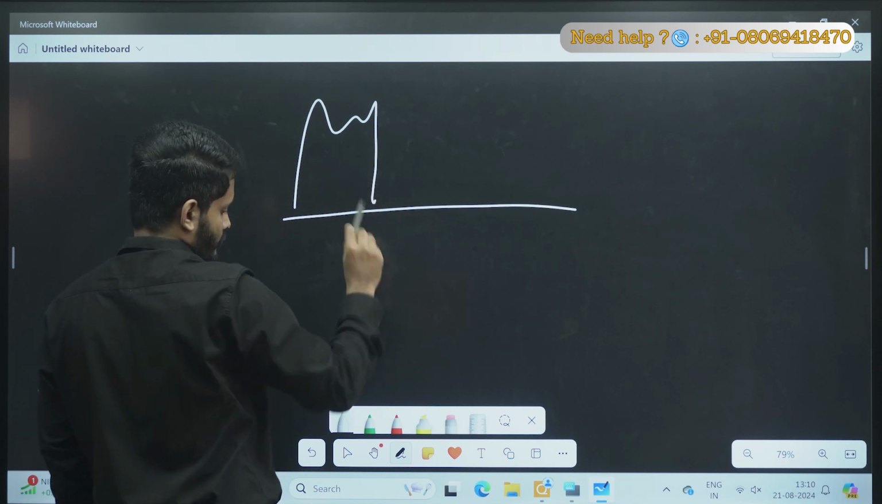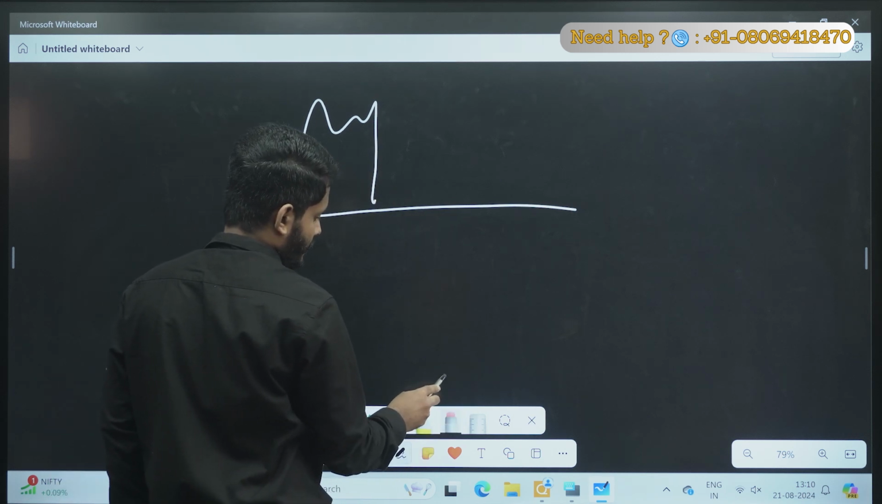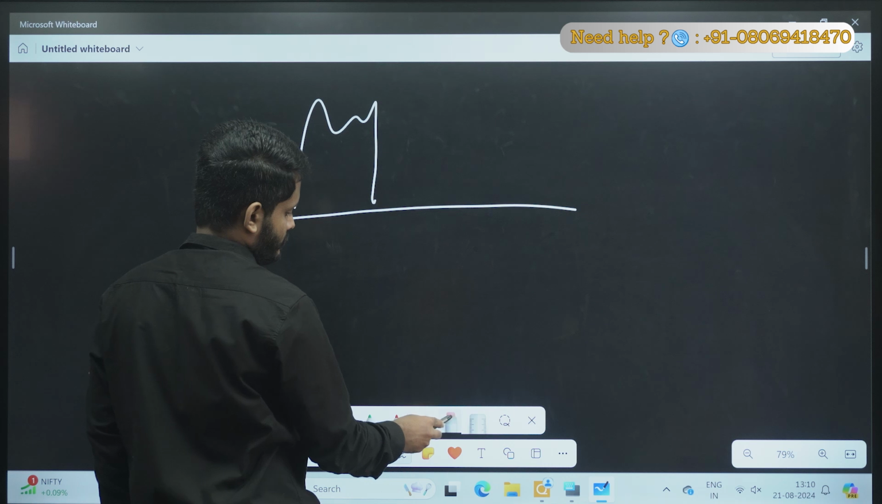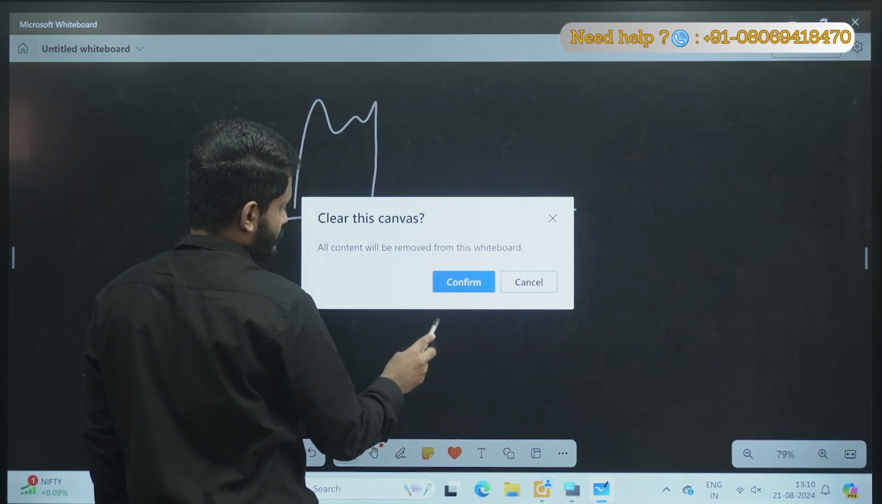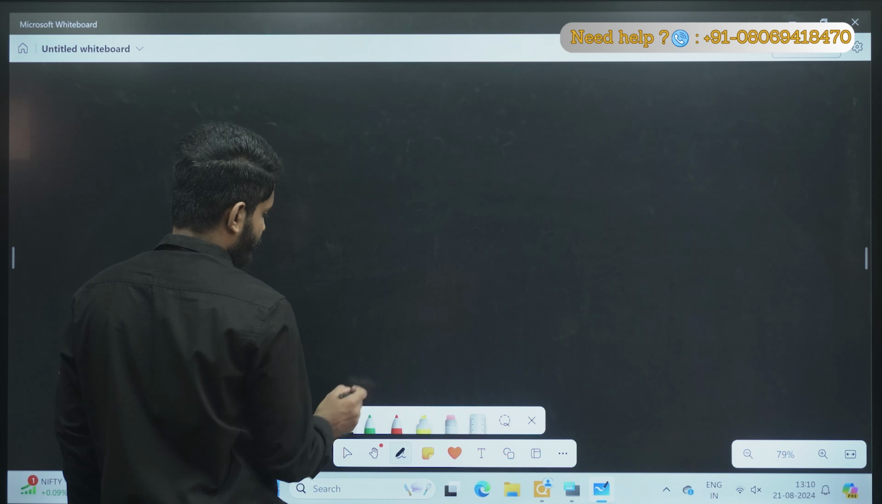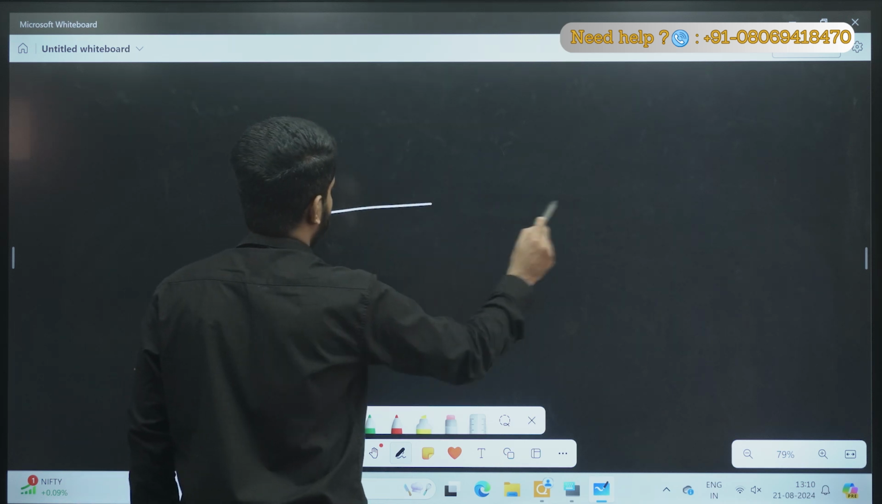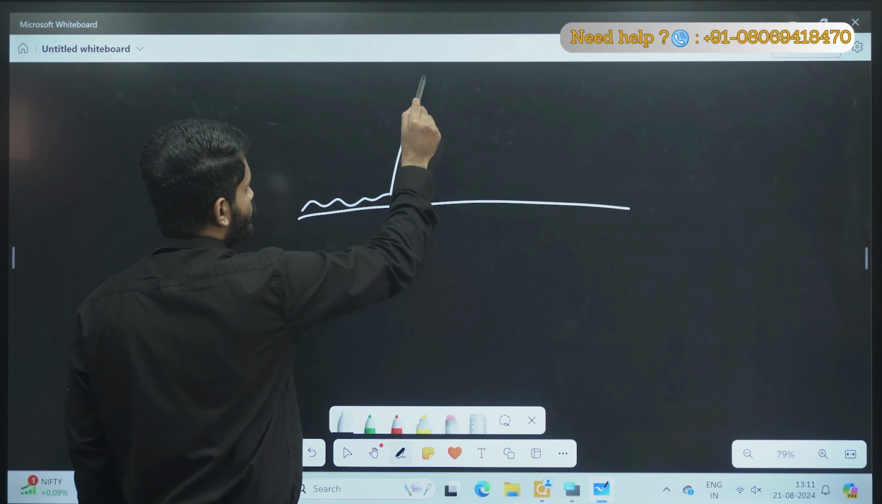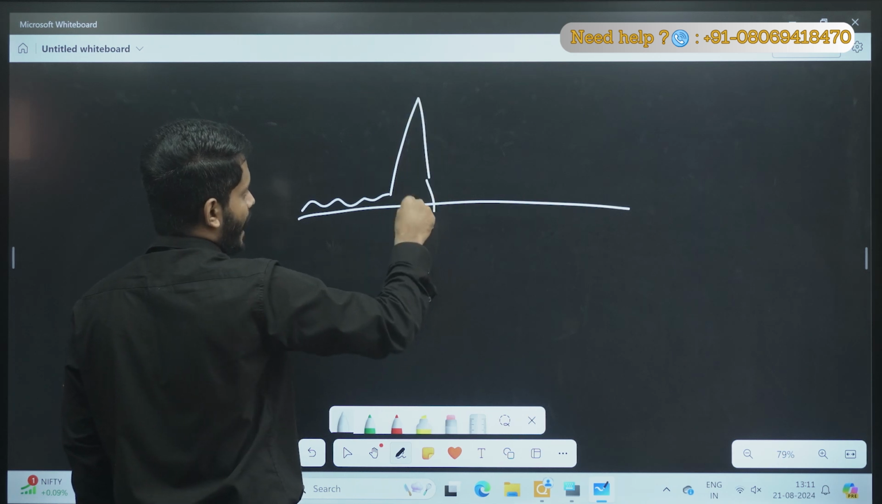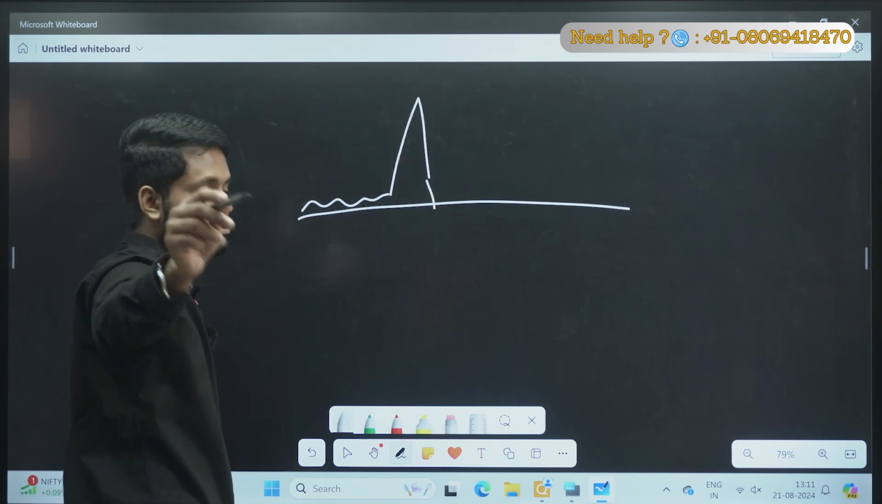Okay, so say this is the mean. Usually IV will be moving like this. If it shoots up, it will come down. IV will never sustain on the higher end.